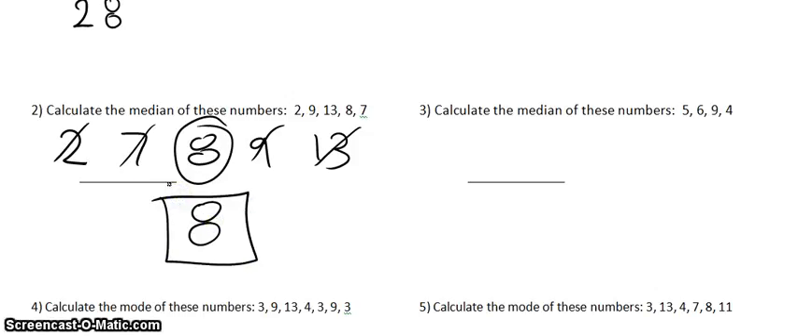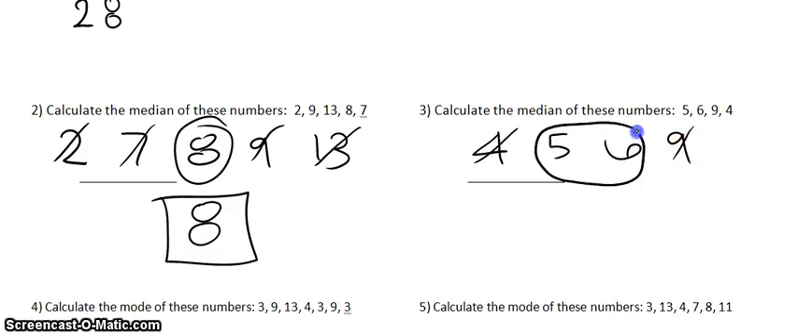Number 3 also says calculate the median of these numbers. So I'm going to go through the same process of writing them in order, smallest to biggest, 4, 5, 6, and 9, and then crossing out smallest and biggest to find the middle. Now when I cross out smallest and biggest, I'm left with 2 numbers in the middle. So what I need to do is actually find the mean, or the average, of those 2 middle numbers.